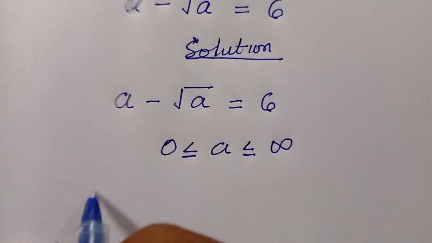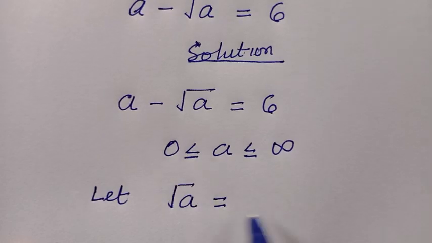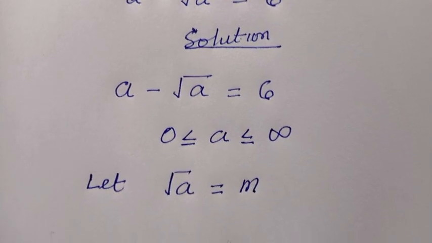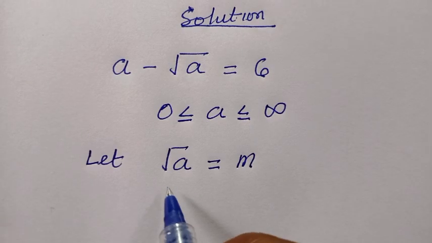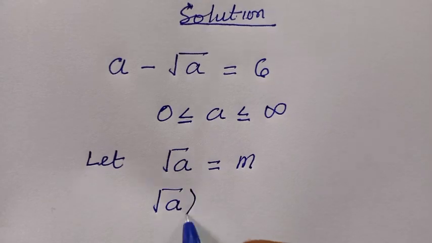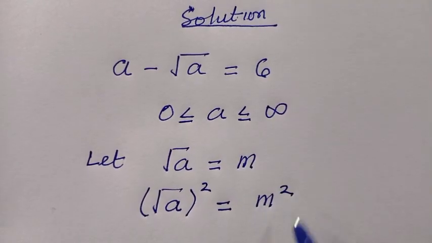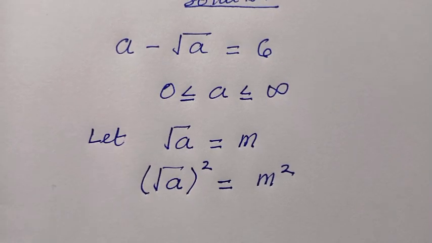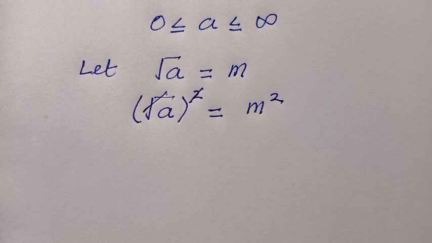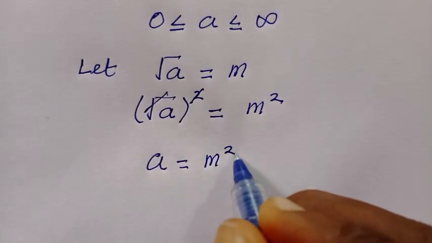So the first step is we are going to let the square root of a equal another letter, and I'm going to choose letter m. And from here, by taking the square of both sides, we have square root of a raised to power 2 equals m raised to power of 2. And from the knowledge of algebra, this root and square cancel each other. Therefore, we have a equals m squared.